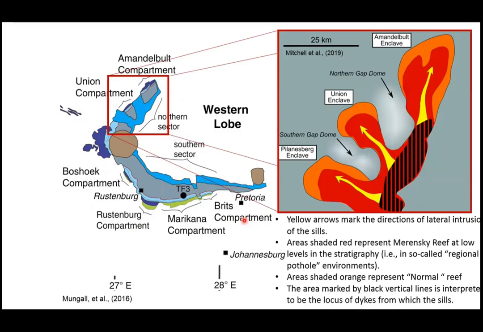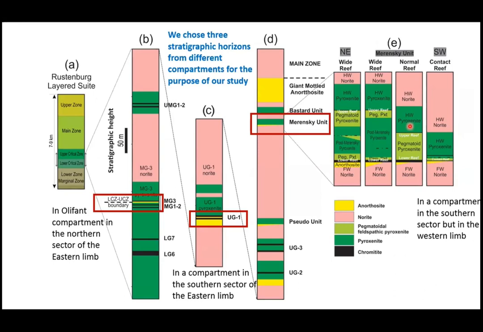Chemical variation in different compartments is also true for the Merensky Reef in the northern sectors of the Western Limb. This diagram is based on the compartment concept by Mitchell 2019, and you can see the postulated direction of intrusion of Merensky Reef magma into the Klipfontein, Union, and Amandelbult compartments in the northern sector. This is a generalized stratigraphic column of the Western Limb from the Lower Critical Zone to the Main Zone. And we chose three stratigraphic horizons from different compartments from both limbs of the Bushveld Complex for the purpose of our study.